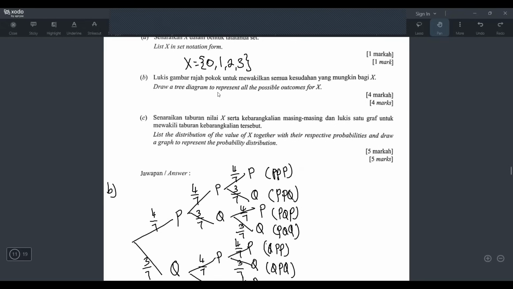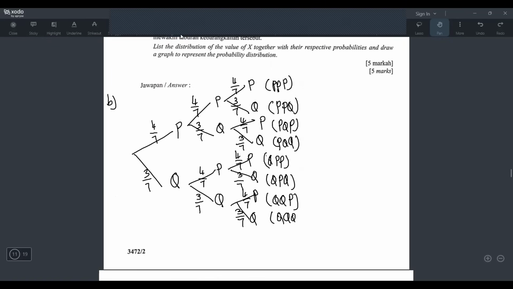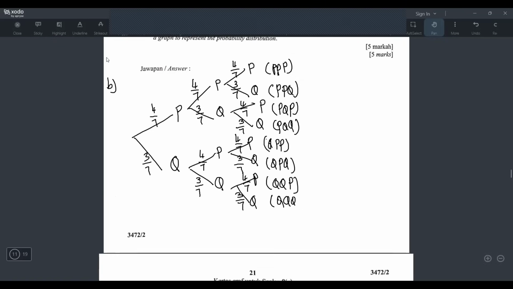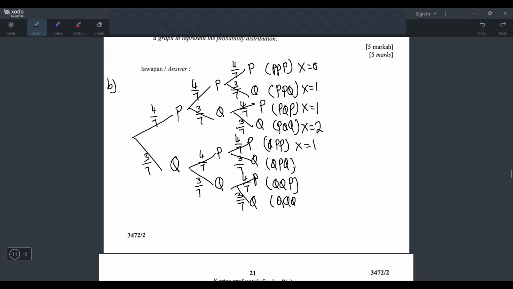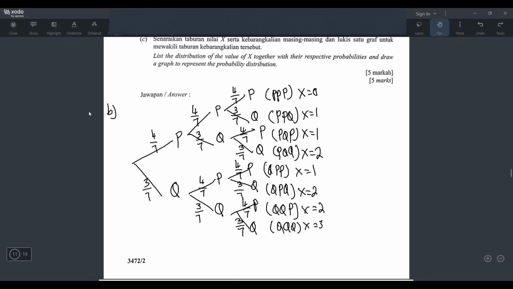But what else do they say? Draw a diagram to represent all the possible outcomes for X. It means if my x is 0, which one is x equals 0? X equals 0 means there is not one success, none gets Q. It means this one. This one is x equals 0, right? And then this one is x equals 1 because there is one success. This one is also x equals 1. This one is x equals 2 because there are two successes. This one is x equals 1, right? And this one is x equals 2. This one is x equals 2. This one is x equals 3. And don't forget, success means choosing the package Q, right? So that's why I have to count how many Q and write the x beside like this.